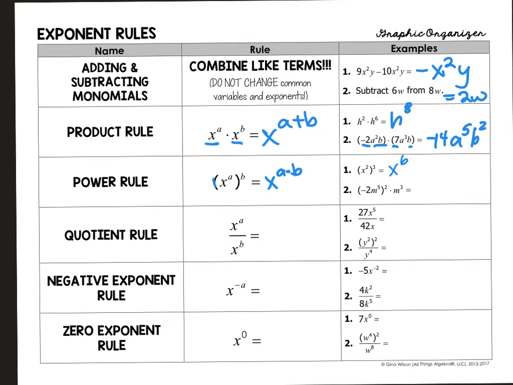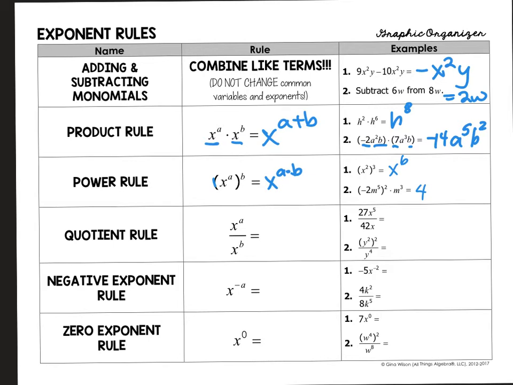Now problem 2 is a little more tricky. Problem 2, you have two steps you have to do to solve this one. You have negative 2m to the fifth squared. So the first thing you do is you're going to square negative 2, which becomes positive 4, because negative 2 times negative 2 is positive 4. So any coefficients get raised to the new power.